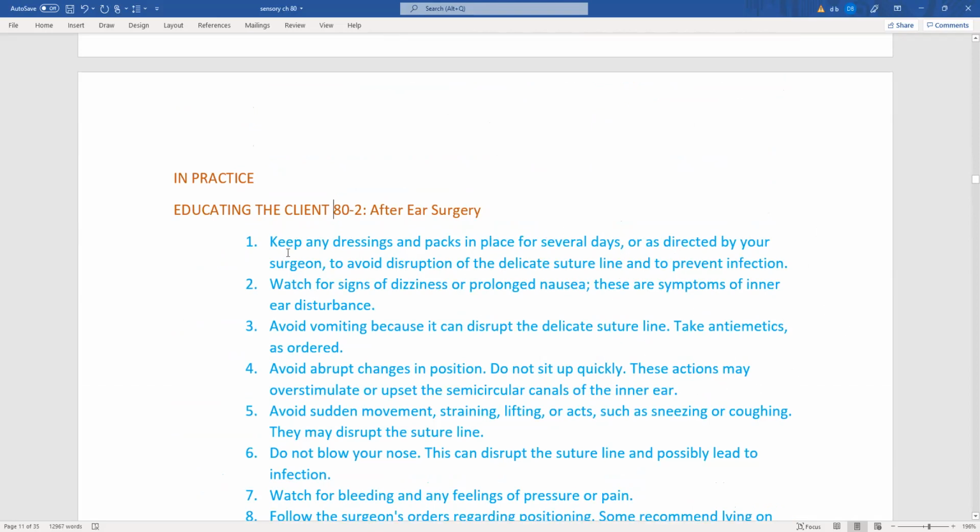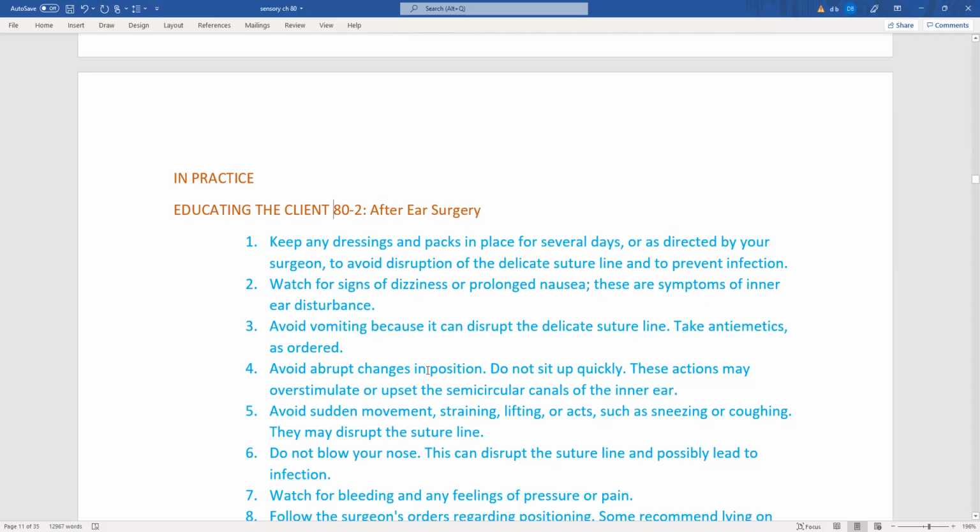Keep any dressing and packs in place for several days or as directed by your surgeon to avoid disruption of the delicate suture line and to prevent infection. Watch for signs of dizziness or prolonged nausea. These are symptoms of inner ear disturbances. Avoid vomiting because it can disrupt the delicate suture line. Take antiemetics as ordered. Okay, so you won't have to worry about possibly busting that suture line open because you're sick or vomiting.